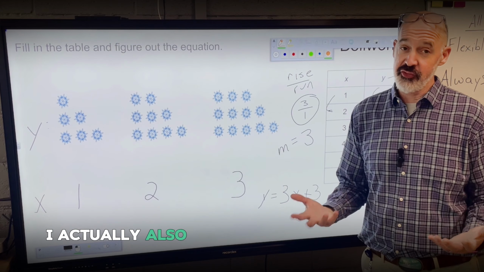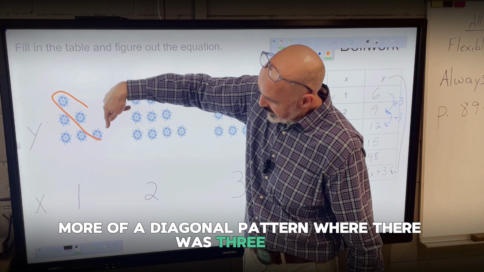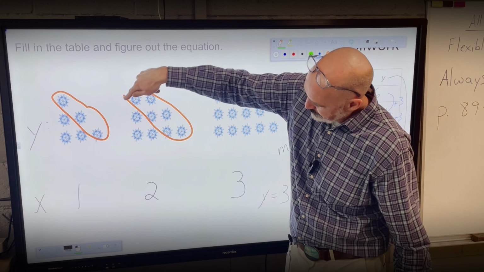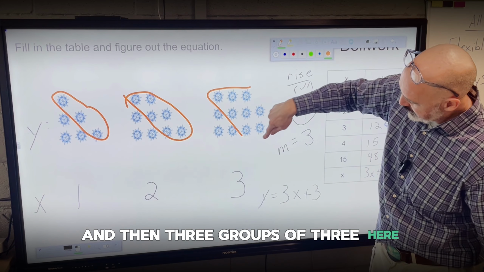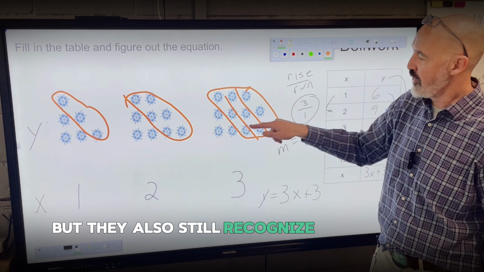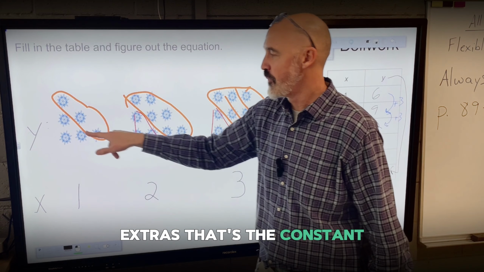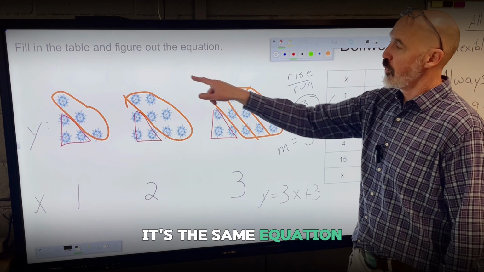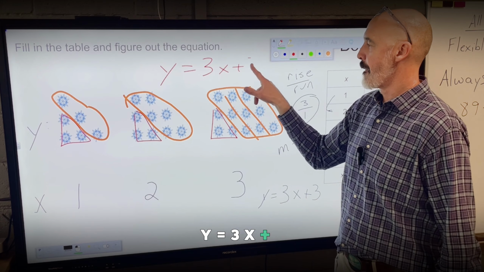I actually also had students who saw it as more of a diagonal pattern where there was 3 here, and then there were 2 groups of 3 here, and then 3 groups of 3 here, which I thought was pretty cool, but they also still recognize that there's always 3 extras. That's the constant. So regardless of how they see the pattern, it's the same equation. y equals 3x plus 3.